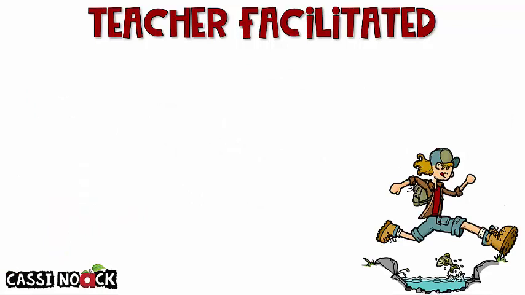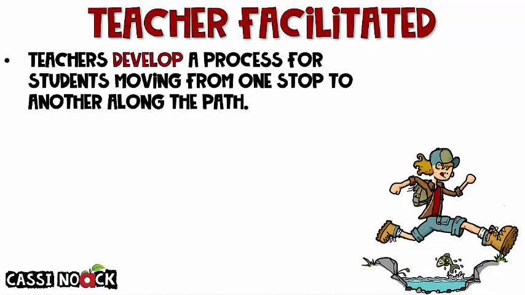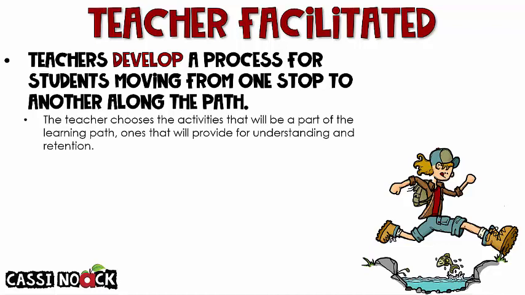So after everything is planned and laid out and there's kind of a skeleton to what you're going to do, it's going to be the time to develop the process for students moving from one stop of the path to another. So first off, the teacher just takes the time and chooses activities. These activities will be a part of the path, but they're going to be activities that allow the student to understand the standard, practice it, ultimately to retain the knowledge of the skill or standard that they're working on.